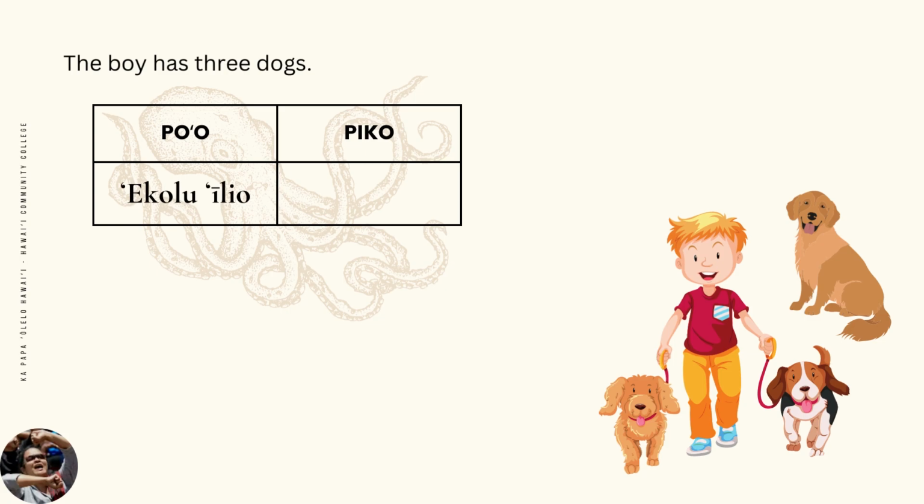Next is the piko. The piko is the owner of the item, the boy. In this pattern, the owner is marked with o or a. Since a dog is something we have control over, a dog is kino a. Let's mark the piko with a. Now we can add the owner, the boy. The boy has 3 dogs, e kolu I lio a ke keiki kane.